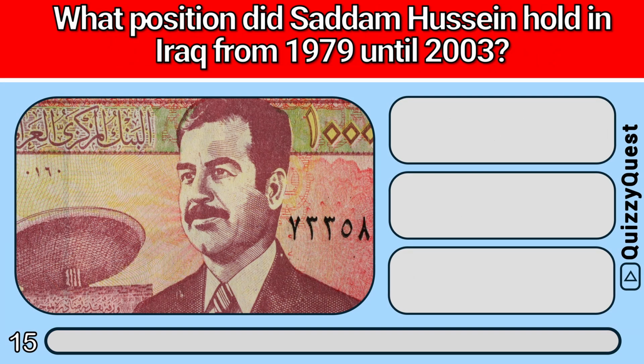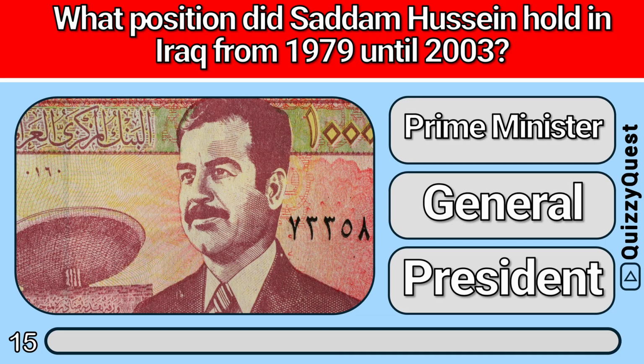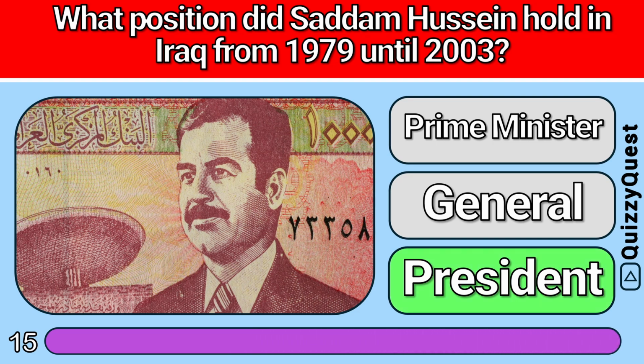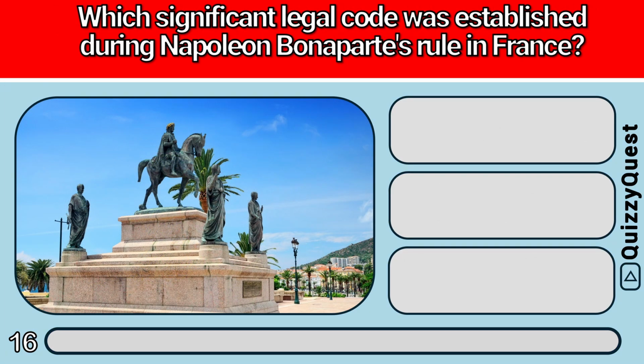What position did Saddam Hussein hold in Iraq from 1979 until 2003? Is it A, Prime Minister, B, General, or C, President? It is C, President. Which significant legal code was established during Napoleon Bonaparte's rule in France?